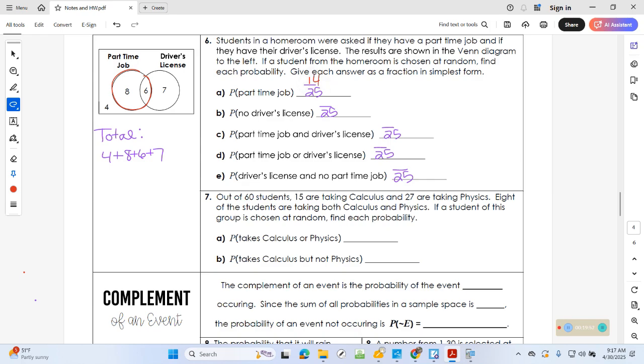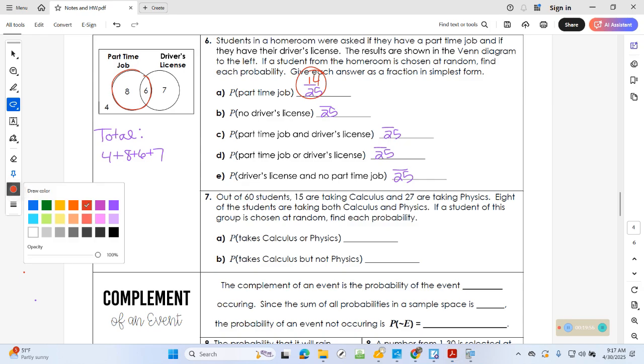Okay, does 14 out of 25 simplify? Nope, circle it. Like it. These are easy wording. Okay, no driver's license.